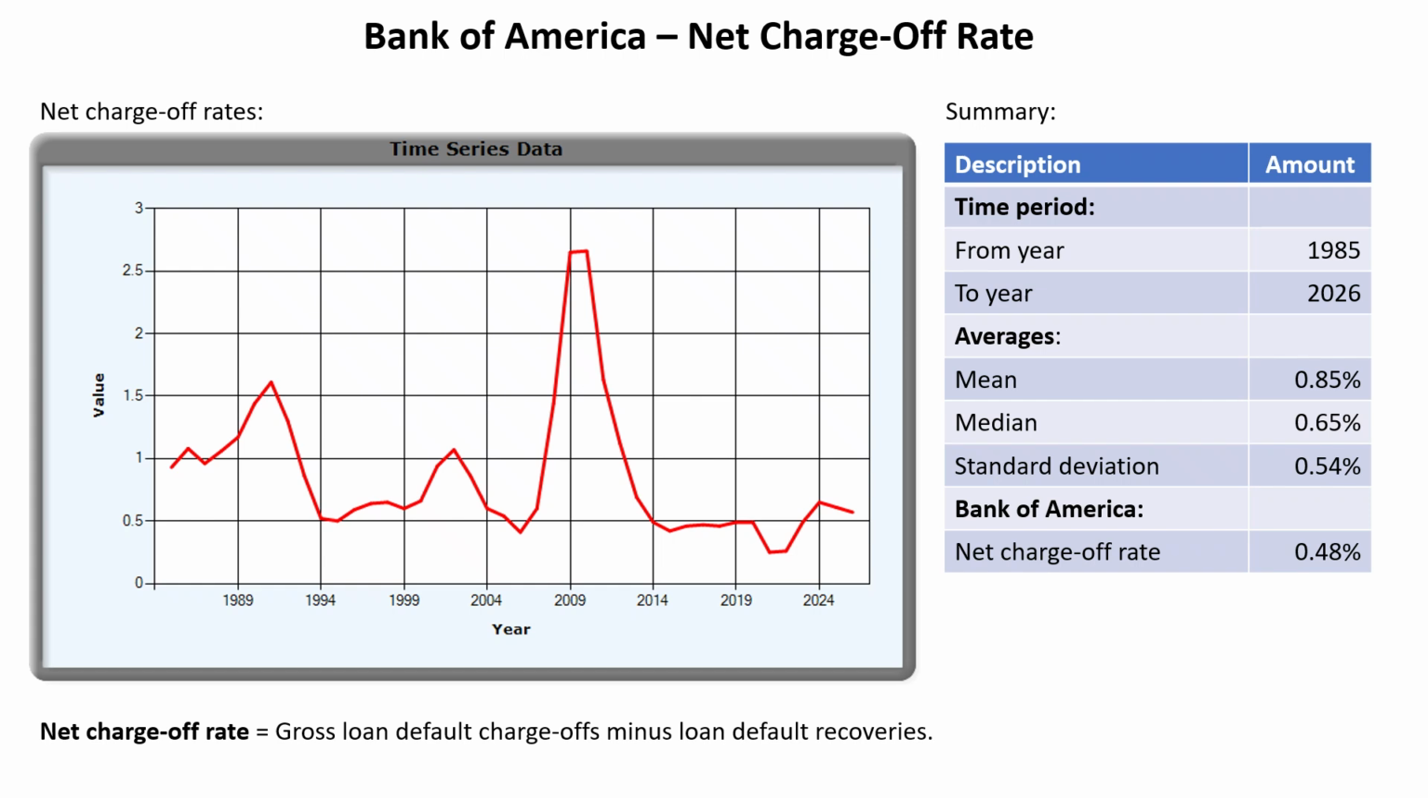So if we use that 48 basis points as a go-forward rate when we do our modeling, that's not going to encompass the bad times. We want our charge-off rate to encompass both the good times and the bad times. And if we use 48 basis points for our charge-off rate for Bank of America going forward, we may be understating charge-offs and overstating value.